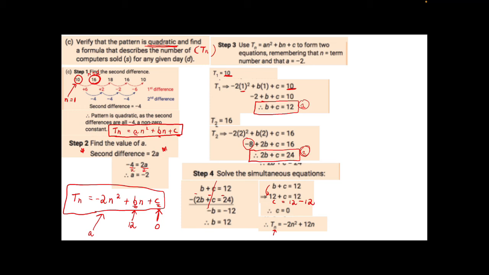All right, so let's write this in terms of the days and the number of computers sold. So we use the letters that the question tells us. So S, the number of computers sold, is equal to minus 2 times D squared plus 12 times D, where S is your computers sold, and D is the number of days.